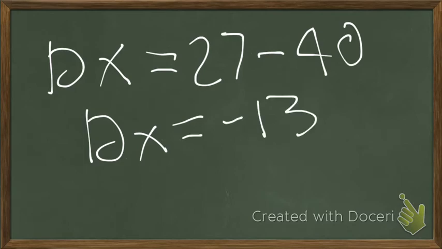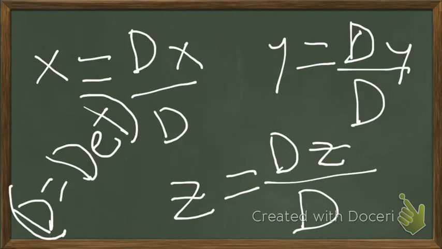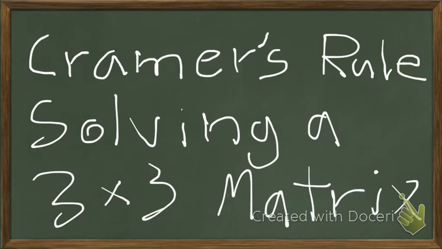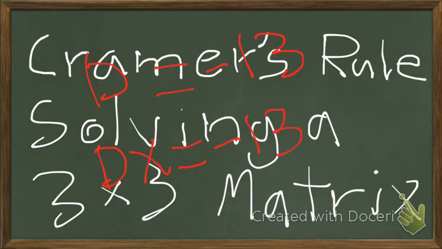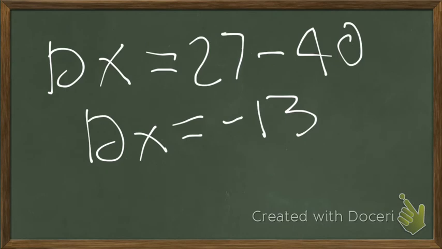And so I should start writing these down. Let's go back to page 1, and we will write down that d equals negative 13, and dx equals negative 13 as well. And so we'll go to the next page and solve for dy, because we have d and dx. So I'll go back to white and just do dy.